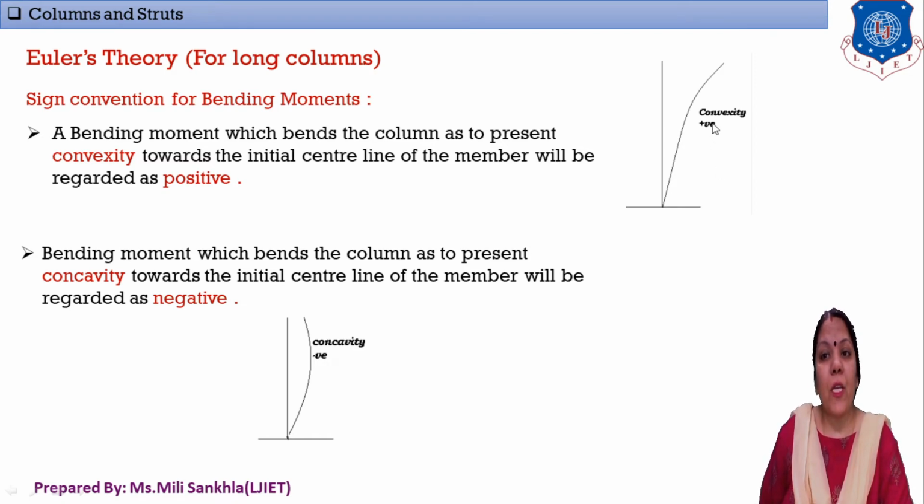If the shape of the bending moment after applying load is convex, then I take positive, and if it is concave, then I take negative. If the shape is convex like this, then I take positive, remember that, and if the shape is concave, then I take negative. This is the sign convention for bending moment after inducing deflection in a column.